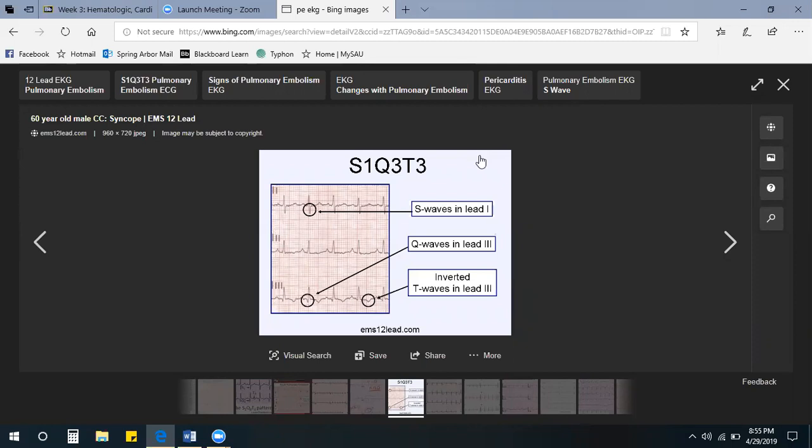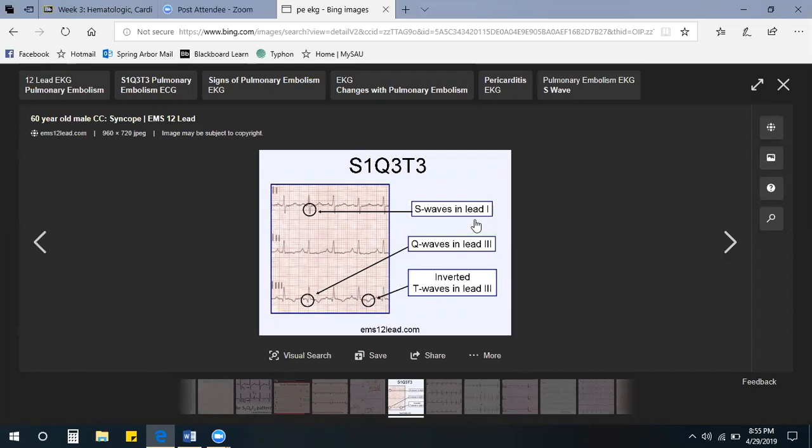If the patient has this, you can't diagnose PE. Of course, you have to get a VQ scan or a CTA of the chest, but this will help you make your case. If the patient doesn't have this, don't discount PE either. This is just another test that you can do in the office to kind of make your case.